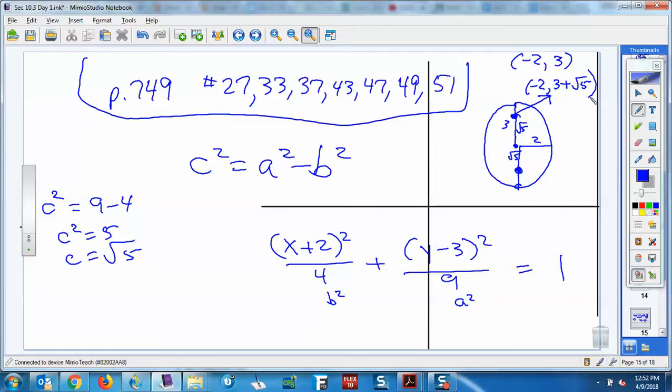On a few of those homework problems, it says find the eccentricity. Don't worry about it. I mean, it's on there. It's just C divided by A. We're going to talk about what that really means, but it's just C divided by A. So in this one, it'd just be square root of 5 over 3.